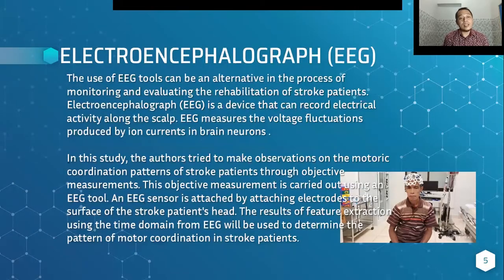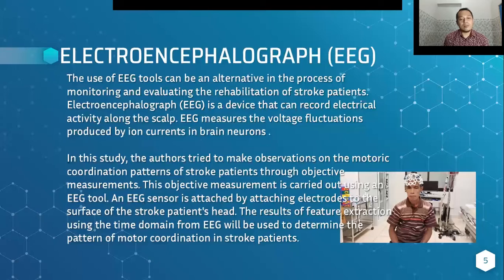The use of EEG tools, or electroencephalograph, can be an alternative in the process of monitoring and evaluating the rehabilitation of stroke patients. This device can record electrical activity along the scalp. EEG measures the voltage fluctuation produced by ion currents in brain neurons.